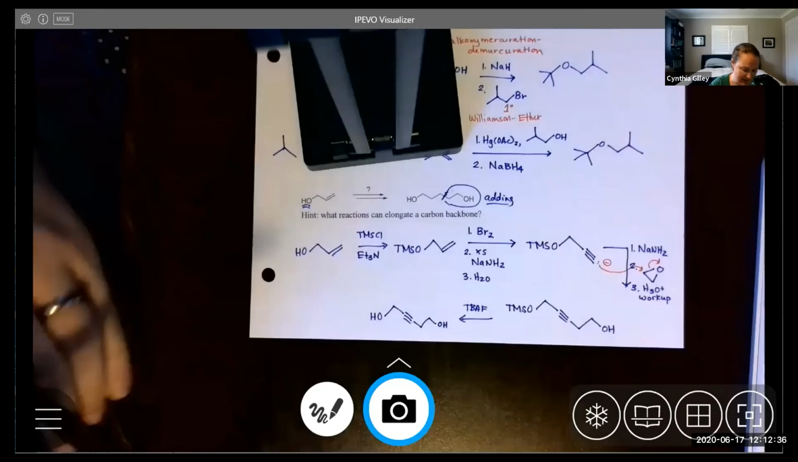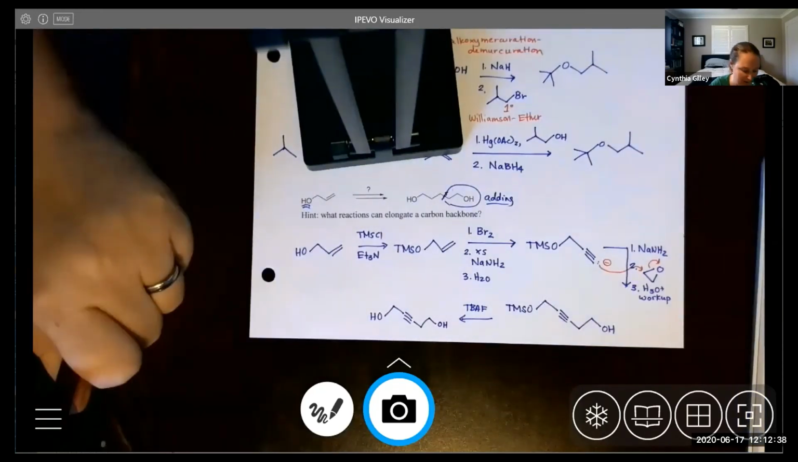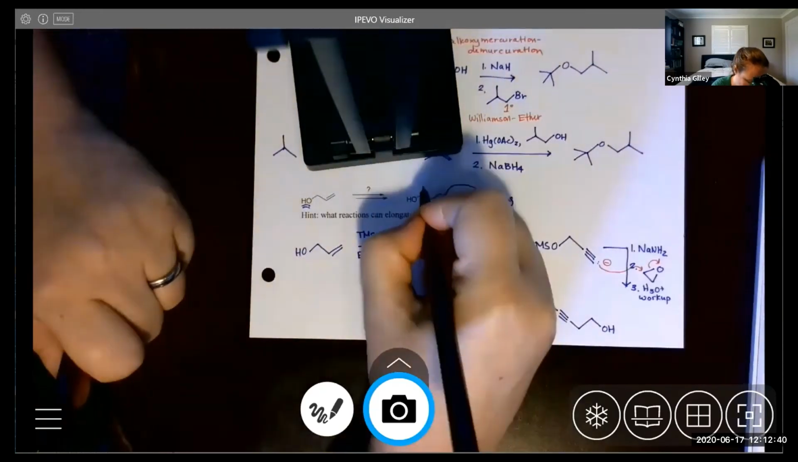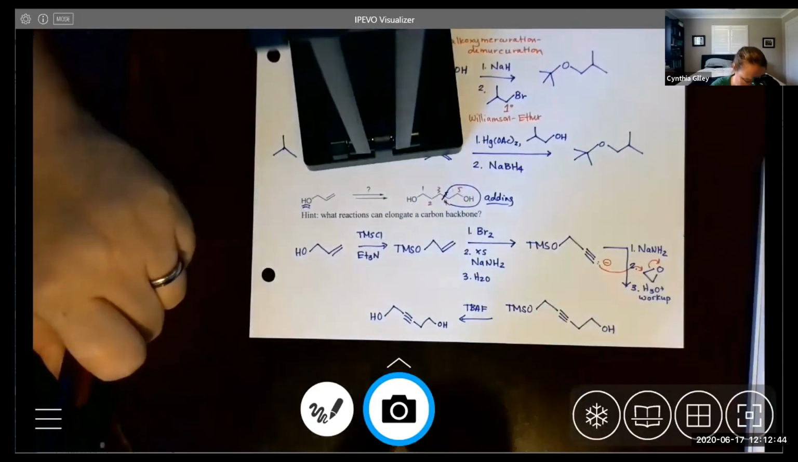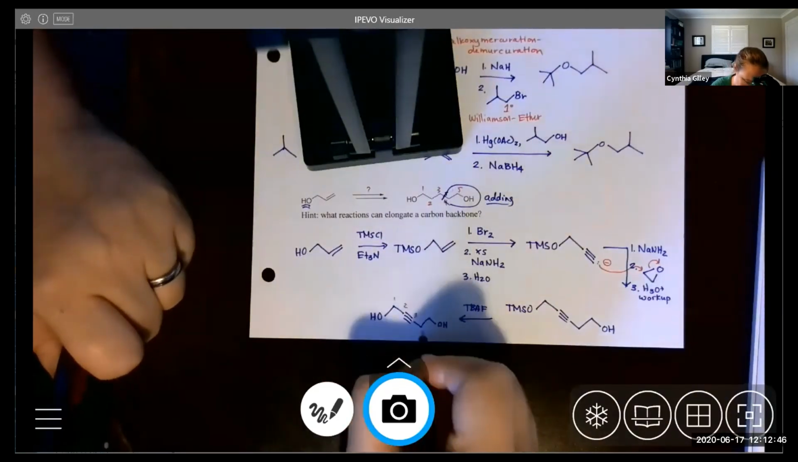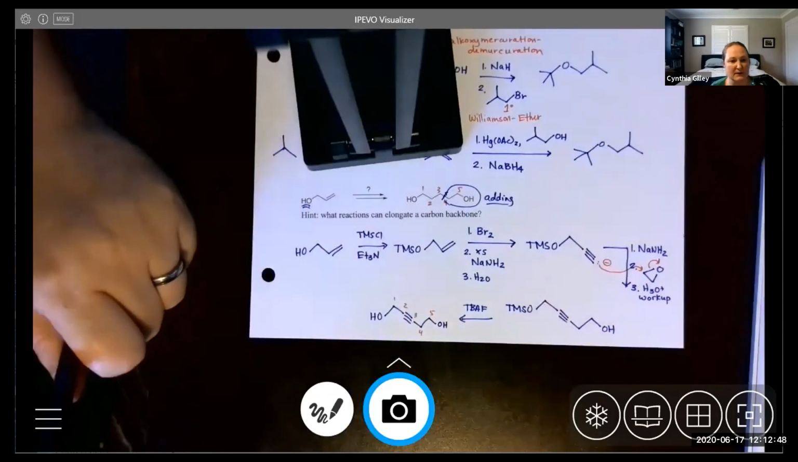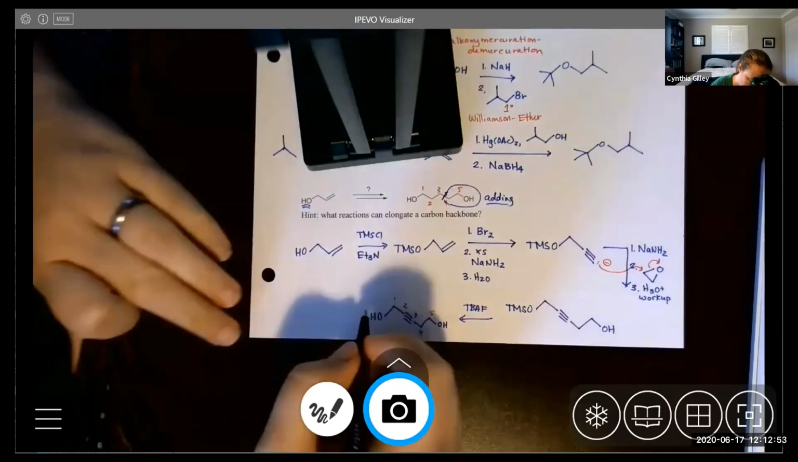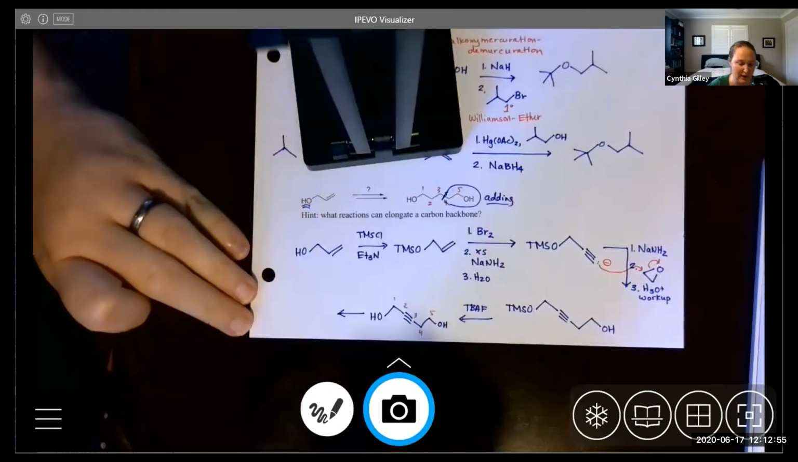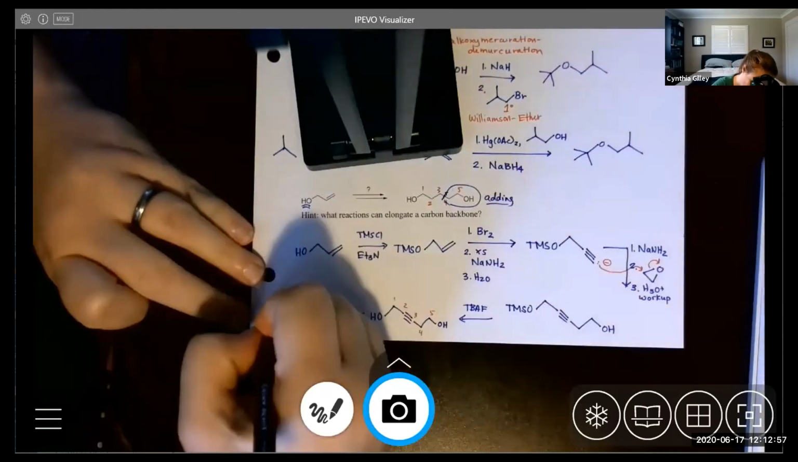Notice how, I should double check I have the right number of carbons. I need 1, 2, 3, 4, 5. And I have 1, 2, 3, 4, 5. I should always double check that I have what I need. So I just need now to reduce the bond all the way to a single bond.